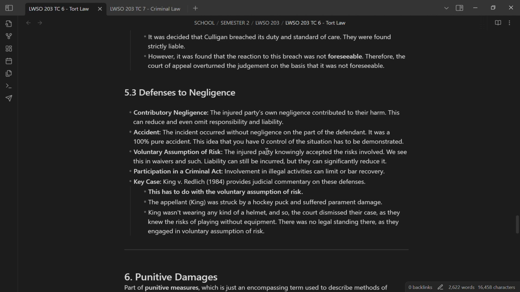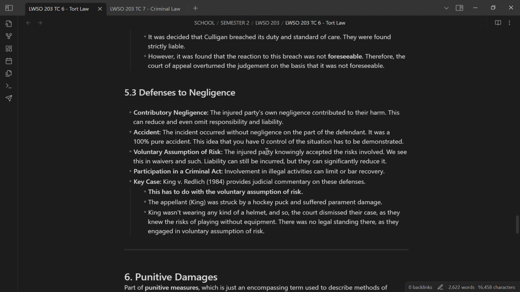Accident is a defense. The incident occurred without negligence on the part of the defendant. It was a 100% pure accident. Remember, we talked about that. A defense in unintentional tort, saying you had absolutely zero control of the situation. It has to be demonstrated that you had absolutely zero control, and it was a 100% pure accident. Again, very important that we specify 100% pure, very, very hard to prove.